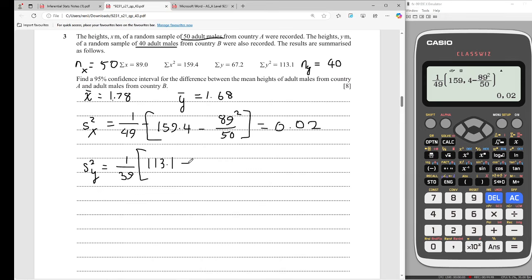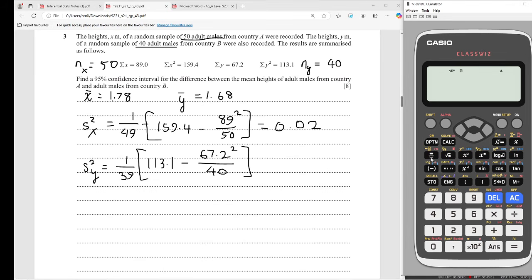Minus that with sum y the whole squared, 67.2 squared divided by 40, right? And this is your S2 of y. So let's calculate that as well. So 1 by 39, 113.1 minus that with 67.2 squared divided by 40, and this is your S2 of y.